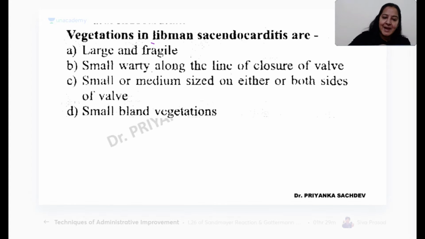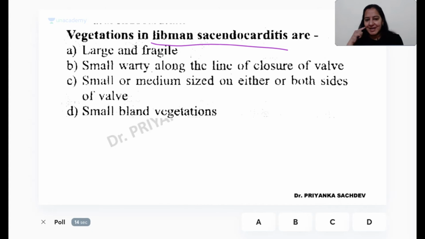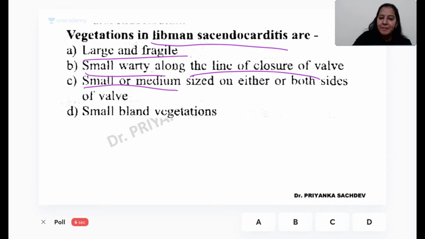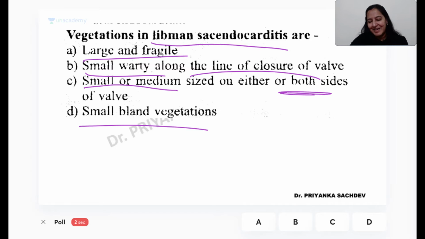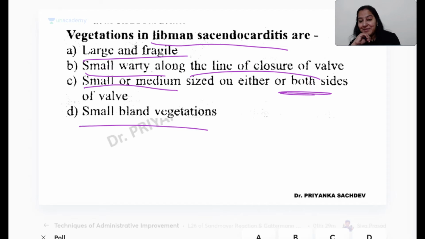Please read it. Vegetations in Libman-Sacks endocarditis are vegetations. You have to describe the vegetations. Read the conditions and describe it. Which one is correct? So whether they are large and fragile, whether they are small and warty along the line of closure, whether they are small or medium size on both surfaces, or whether they are small and bland. So you have to take it one by one.